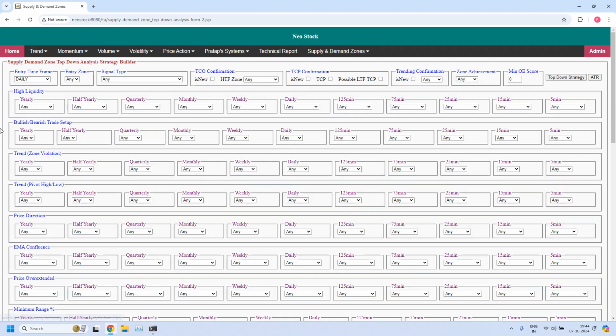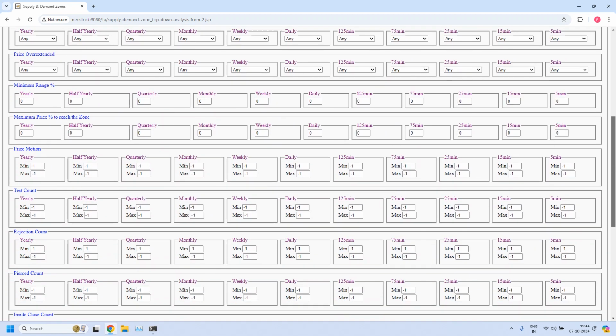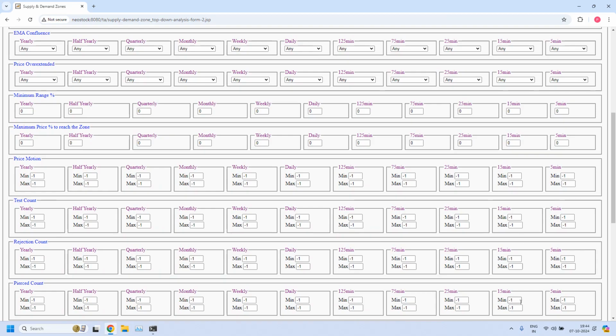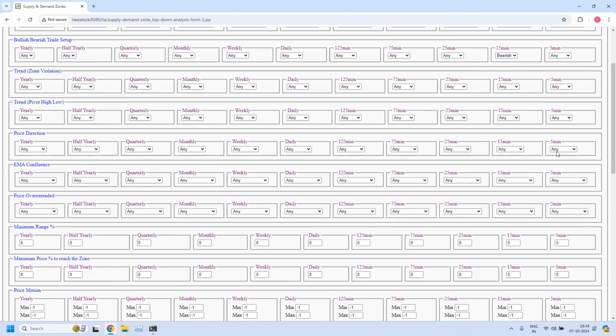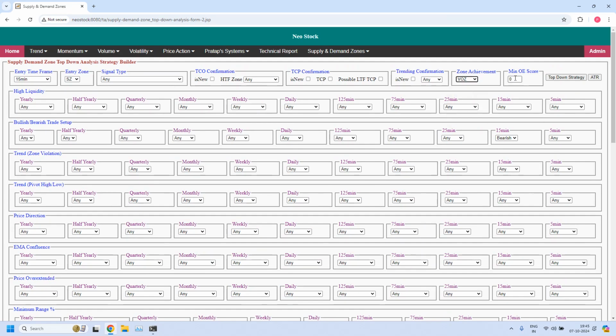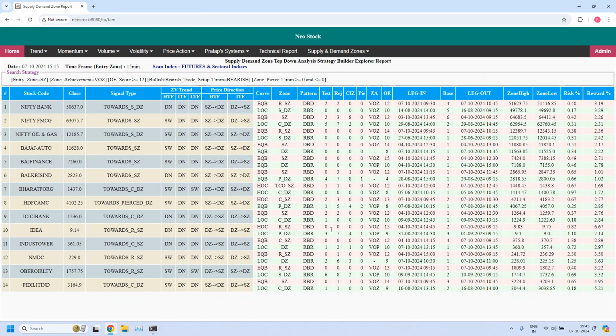Okay, next bearish trade setup for daily income trade, entry time frame 15 minutes, entry zone is supply zone. In bullish or bearish trade setup at 15 minutes, I am selecting bearish. The 15 minute supply zone should not be pierced. In the pierced count at 15 minutes time frame, minimum value I am setting 0, maximum value 0. Zone achievement is violated, opposing zone, minimum odd and enhanced score should be 12.